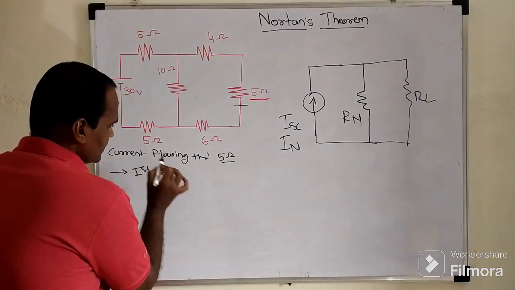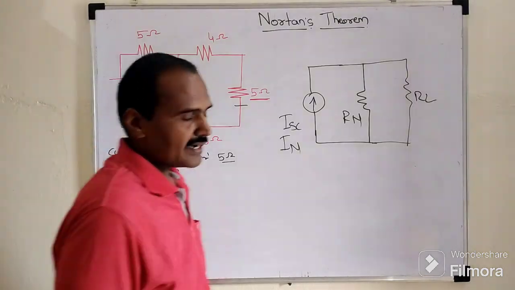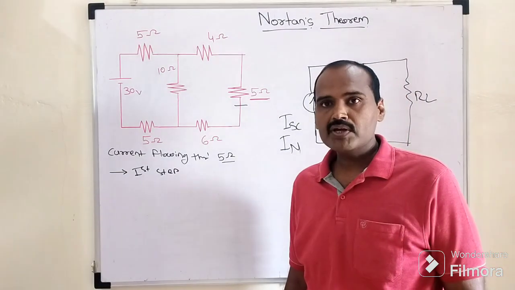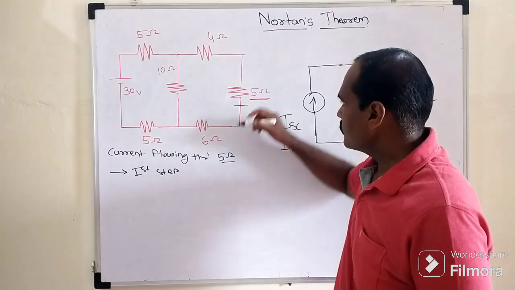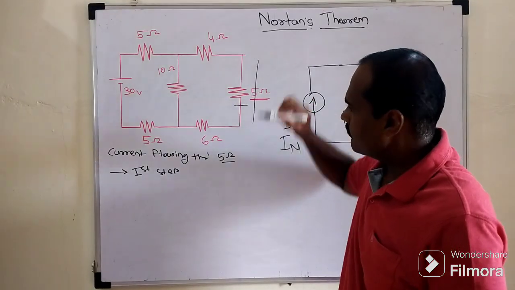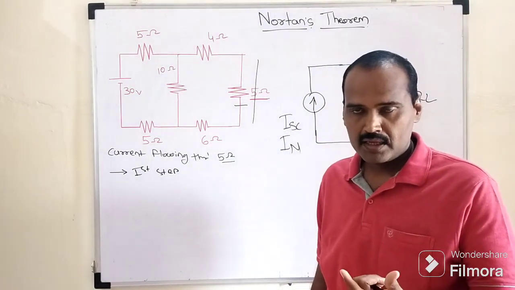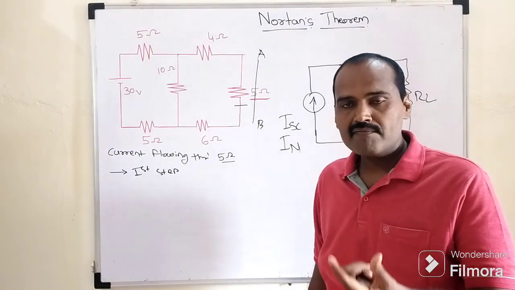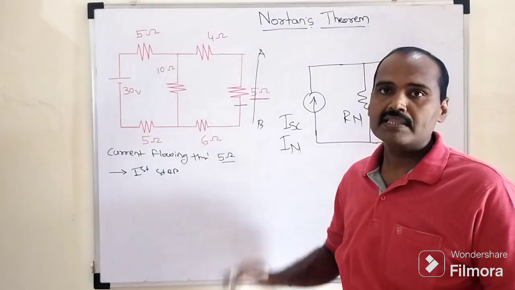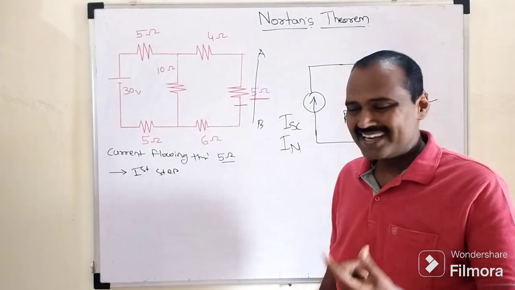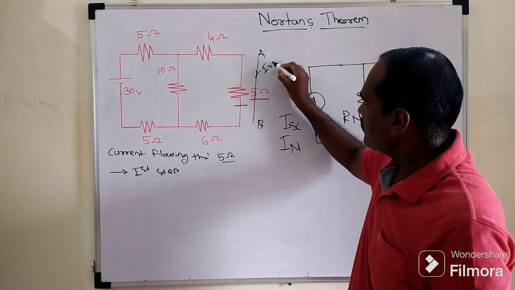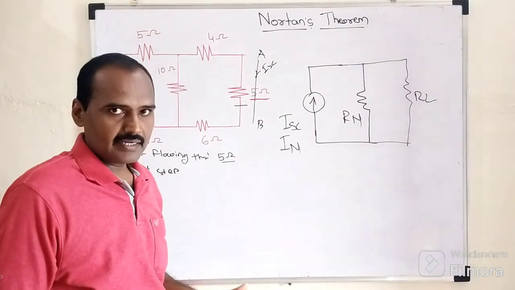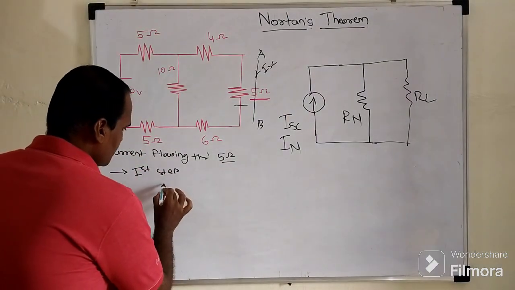In the first step, this is how our circuit looks. This is our target resistance of 5 ohm. In the first step, we need to replace this target resistance with a short-circuited arm denoted by the two terminals A and B. The desired current flowing through the short-circuited arm is called the Norton's current, or the short-circuited current. In this first step, we need to redraw the circuit once more.